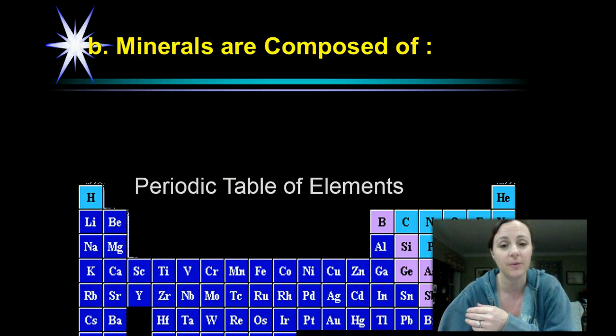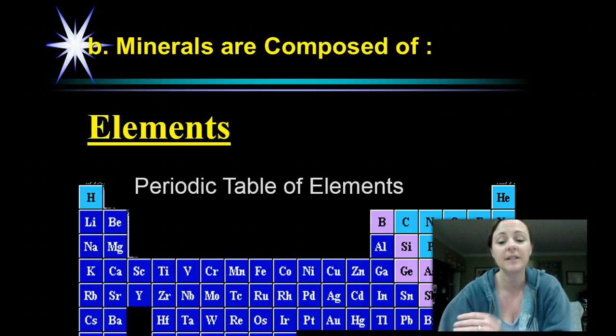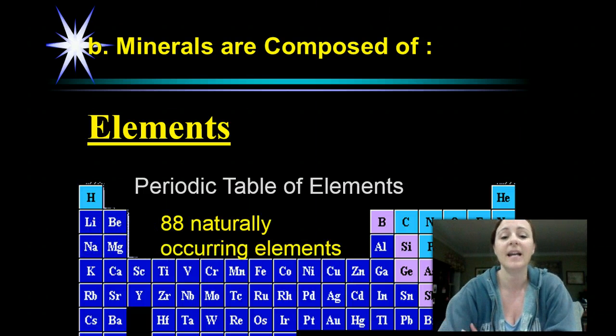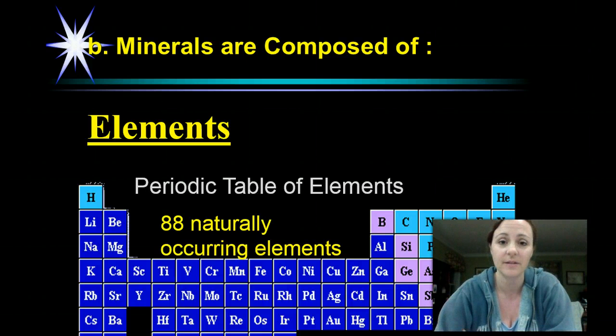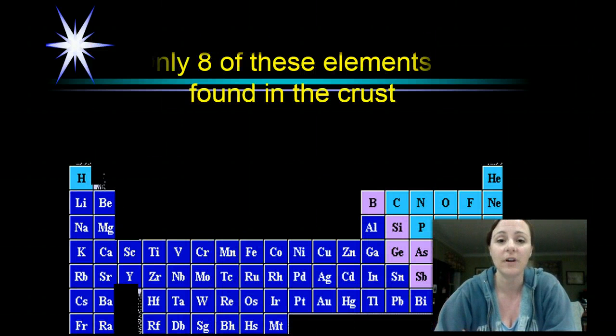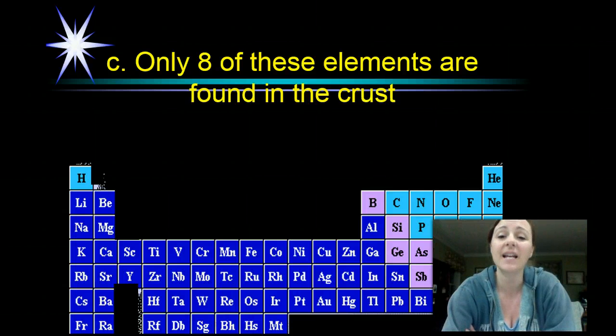Minerals are composed of elements, and this picture has the periodic table of elements. You may or may not have seen it before. Well, there are 88 naturally occurring elements. However, of those, only 8 elements are found in our Earth's crust.